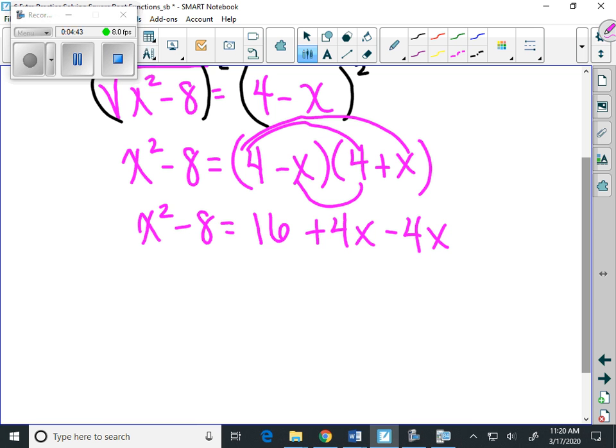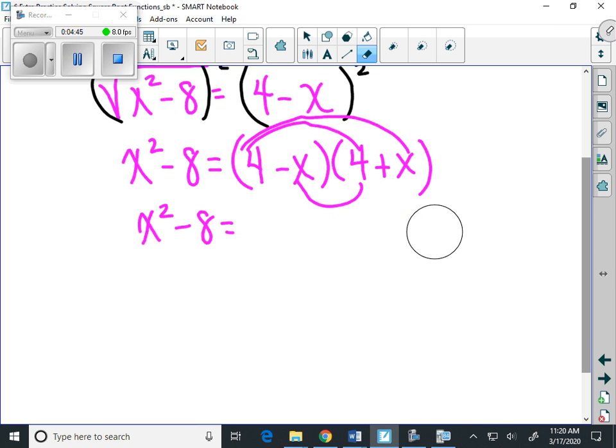It might be nice if I wrote the problem right. Let me go back and fix that. I'm so sorry. My mistake is that this is a minus. Try that again. 4 minus x squared means 4 minus x times 4 minus x.